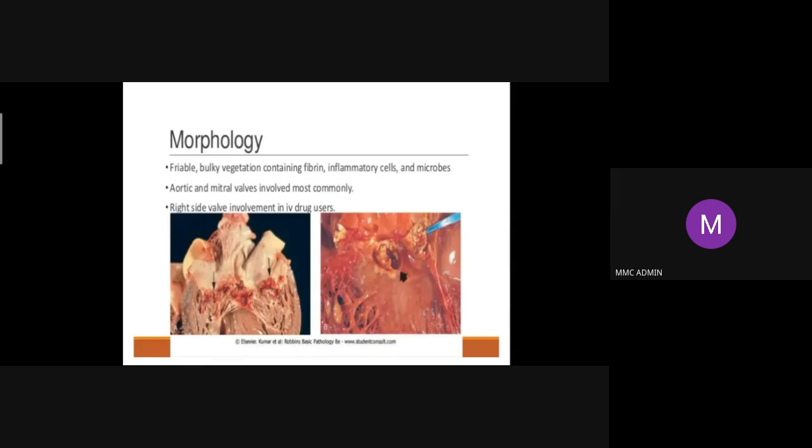Now we will see the morphology of the vegetation. In infective endocarditis, the vegetation will be friable, bulky, containing fibrin, inflammatory cells, and microbes. The most commonly involved valves are the aortic and mitral valves. In IV drug abusers, the right-sided valves are more commonly involved. In this image, you can see the friable, bulky vegetation. It contains fibrin, inflammatory cells, and microbes.